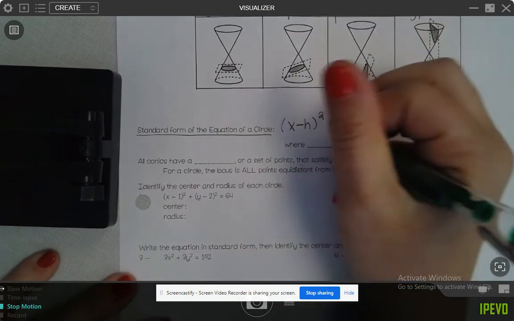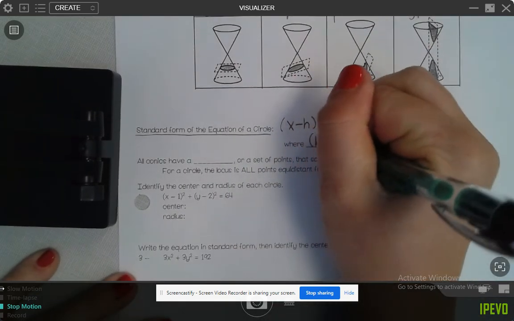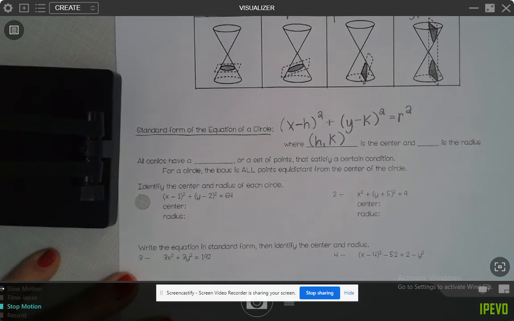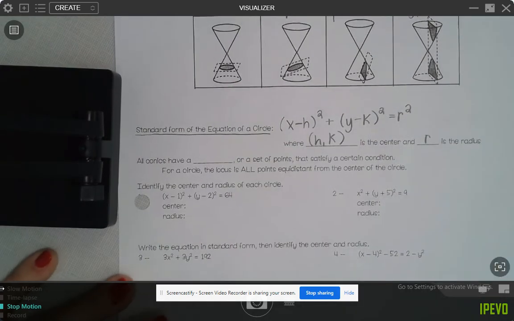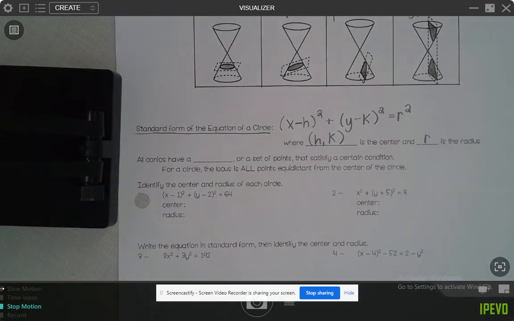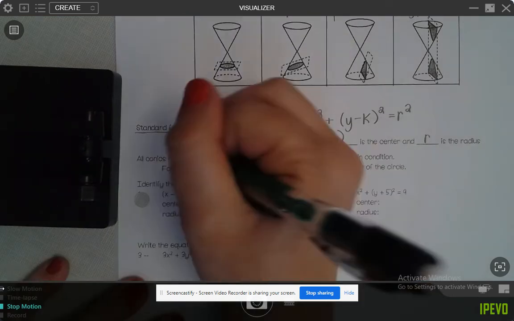Standard form. H, k is your center, and r is your radius. Okay? H, k is your center and r is your radius.